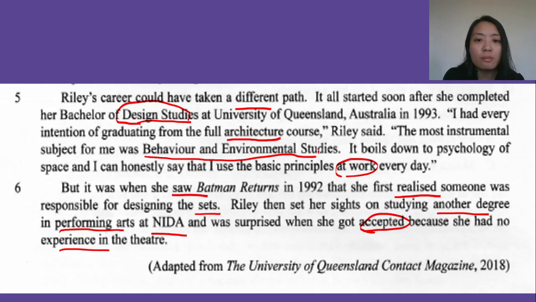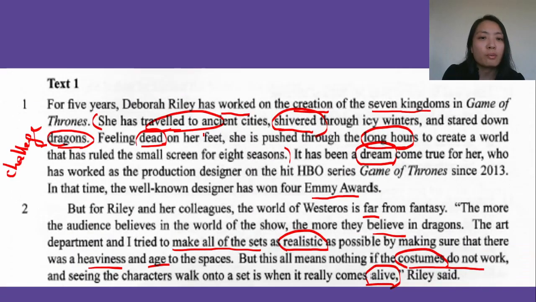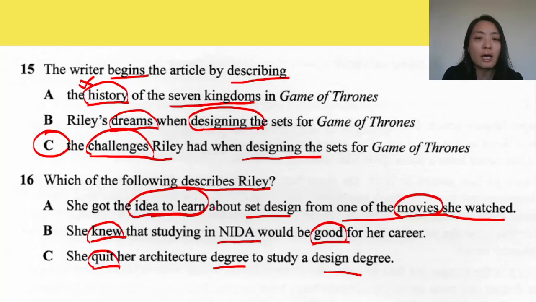At first, it talks about what? Okay, we look at the last one. She saw Batman Returns. And then she wanted to study another degree at this place. So she saw a movie and then she realized that she wanted to study another degree. So it's possible that it could be A. If you go back to the question again, she had the idea because of one of the movies that she watched. Or the second one, does she know that it would be good for her career or not?